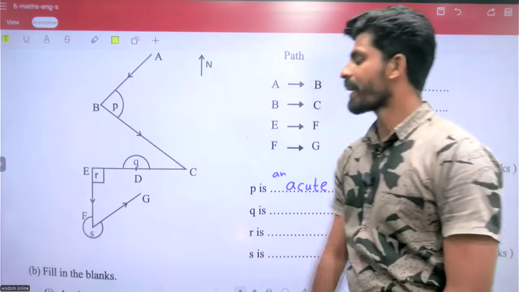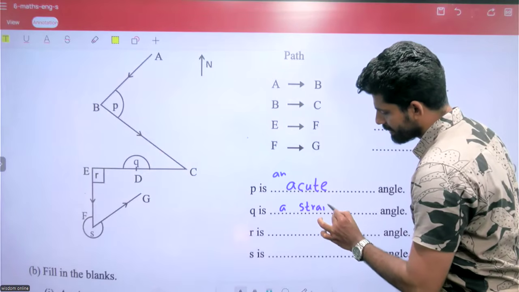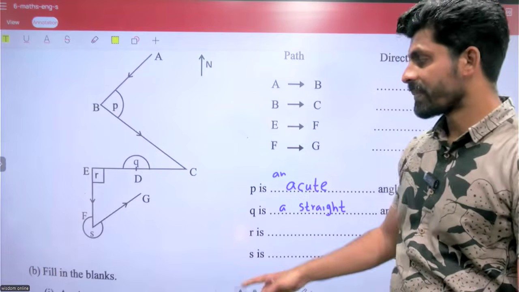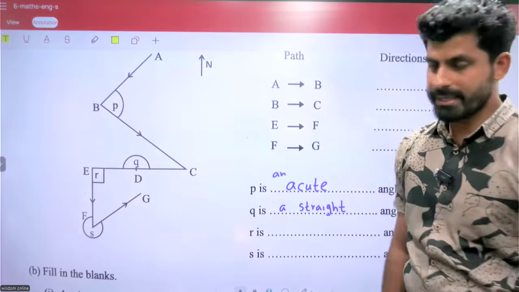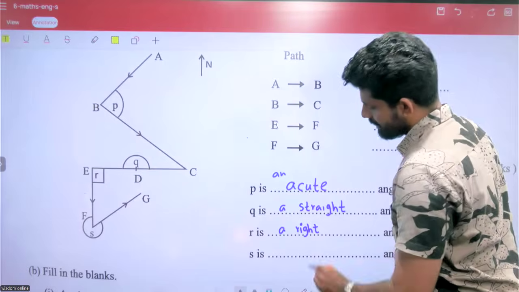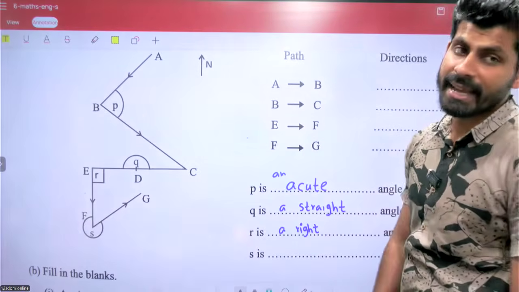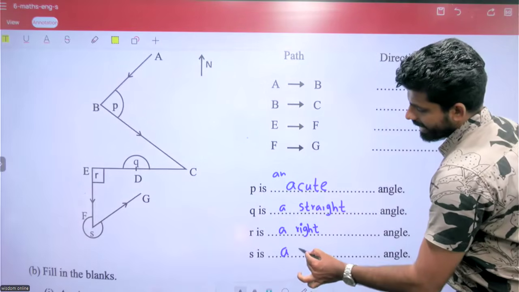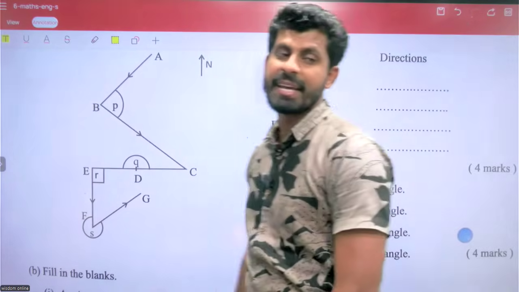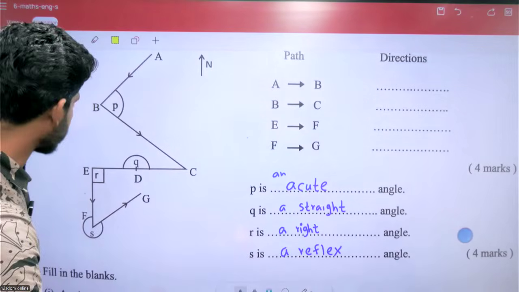Q is a straight angle. R is a right angle. S is a reflex angle.